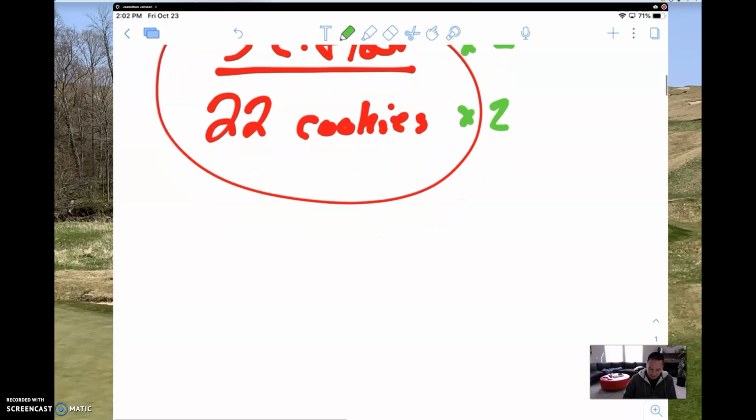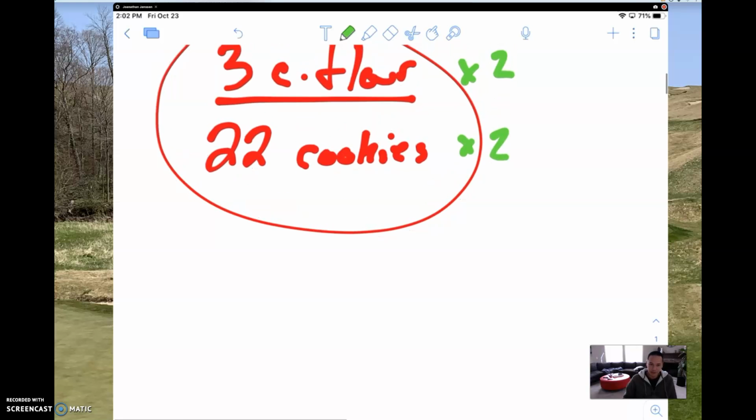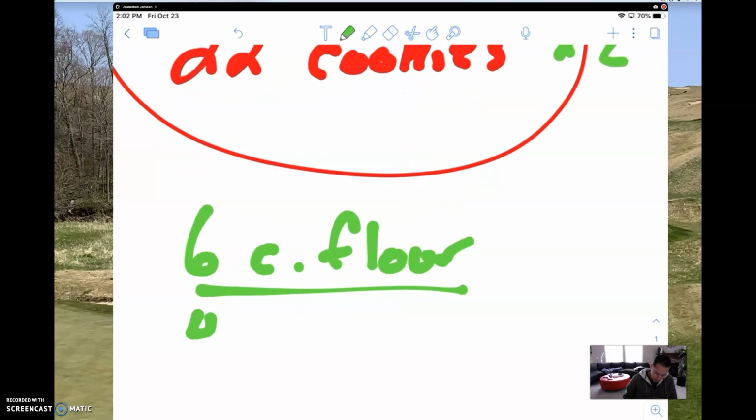And that would mean, if we take 3 cups of flour and we double it, we're now going to have 6 cups of flour. And that should make, instead of 22 cookies, we're going to double it. Now we're going to have 44 cookies. Hope you're hungry.